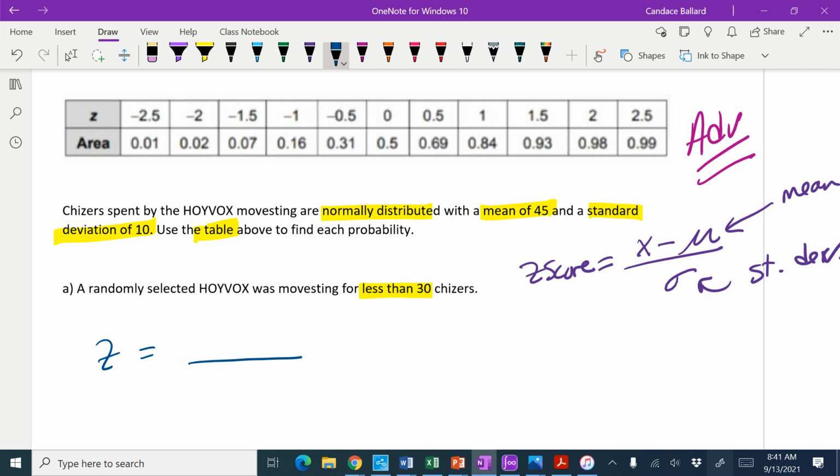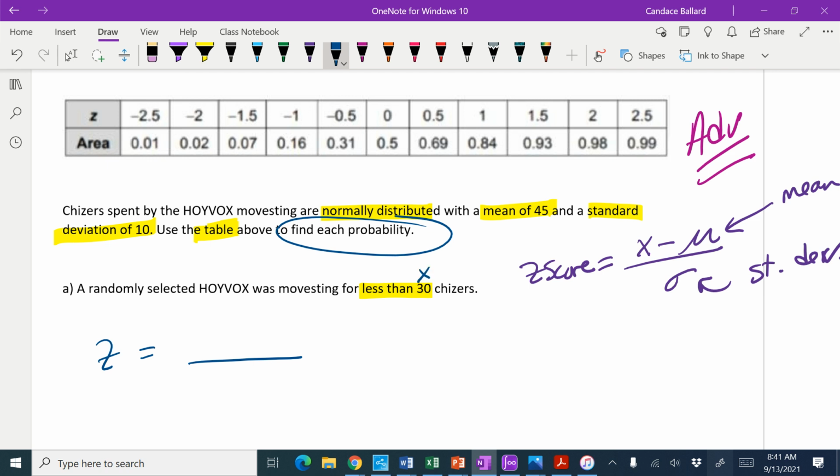Okay. A randomly selected Hooyvox. I totally didn't say find the probability, did I? Yeah, it's in the top. Oh, it's in the top. There it is. Find each probability. Okay, so are we worried about percent this time? No, but be careful because on the test, could I ask for percent? Yeah. I could. Okay, I didn't happen to in this.